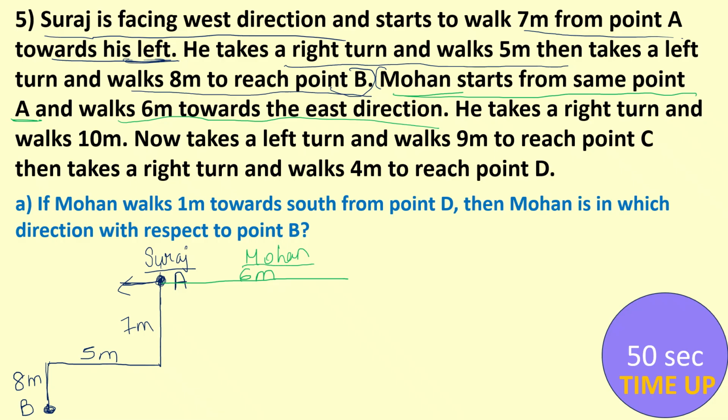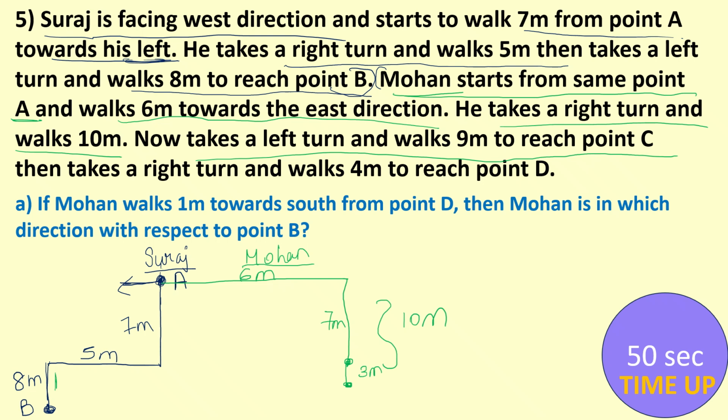Next, he takes a right turn and walks 10 meter. That means here 7 meter is already there, so more 3 meter I require. But this is 8 meter, so I draw a little less. Here somewhere is your 3 meter. So total it will make 10 meter. Understood?